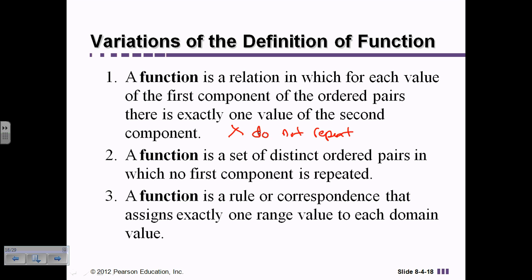Another way of saying the same thing is that a function is a set of distinct ordered pairs in which the first component is not repeated. And number 3, a function is a rule or correspondence that assigns exactly one range value to each domain value. So all 3 of these are saying the exact same thing. They're just different ways of wording it.